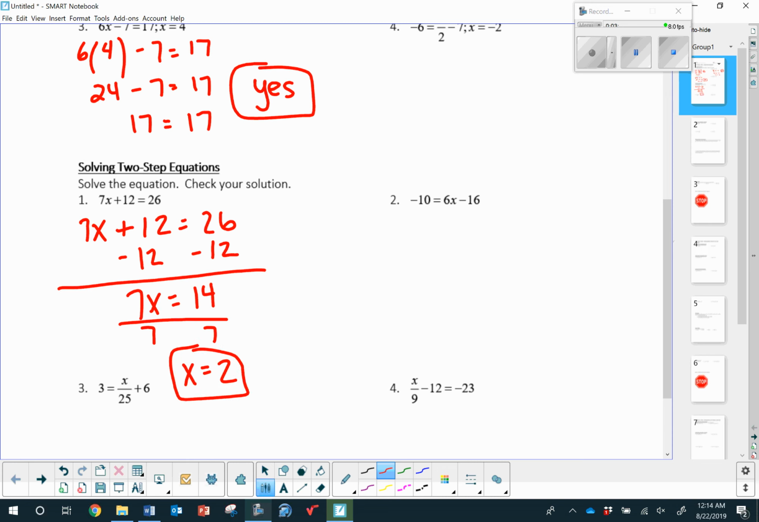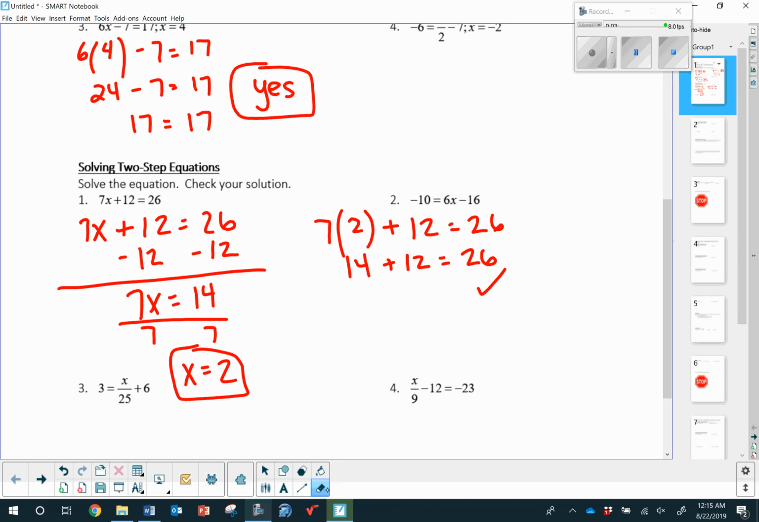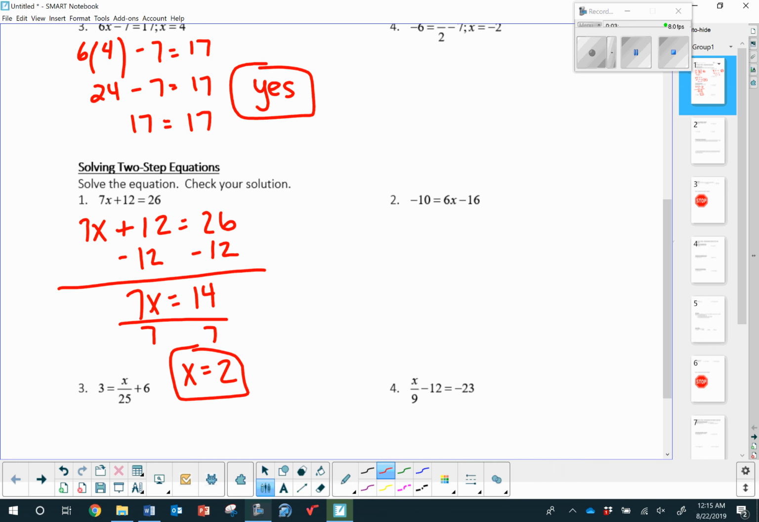If I were to plug that back in to check my answer, which is always a great idea, 7 times 2 plus 12, does that equal 26? 14 plus 12, that does equal 26. So we check ourselves off there. All right, I'm going to move on to number 2.